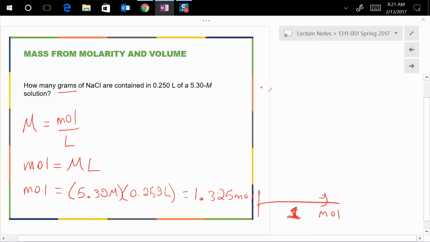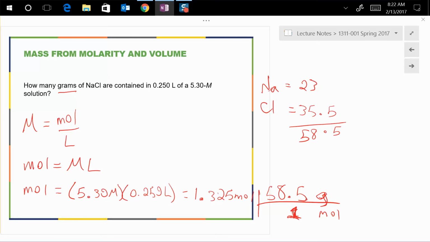Okay, so I have sodium chloride, right? Sodium from the periodic table has a mass of, let's just say, 23. Chlorine, 35.5. So this is our molar mass for sodium chloride. Are we okay with that? And then we're going to take 1.325 times 58.5 divided by 1, which we don't really have to do.